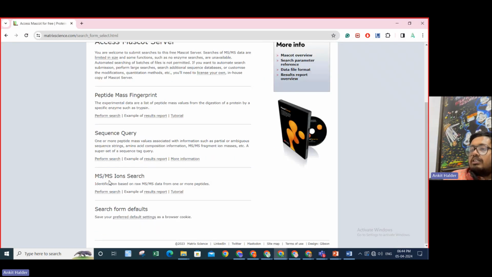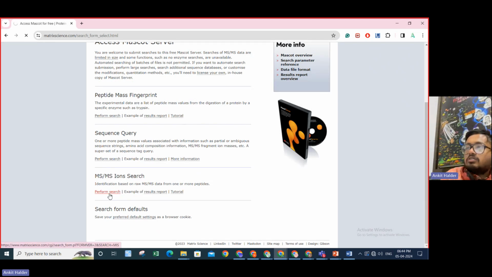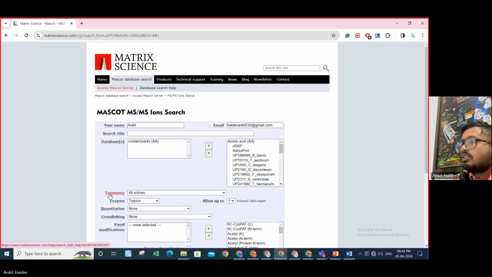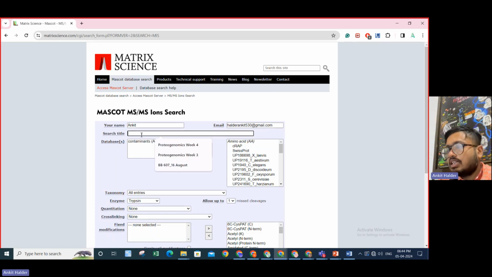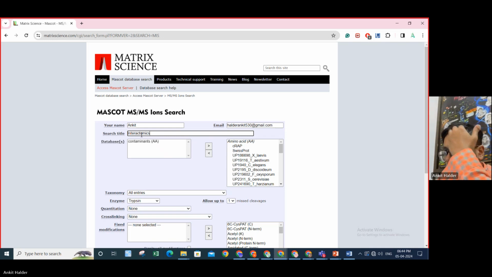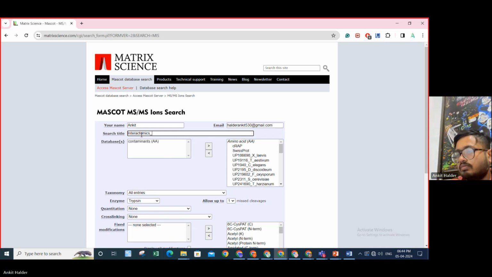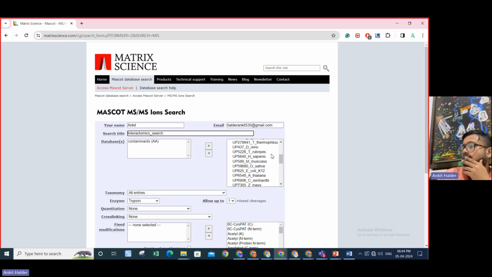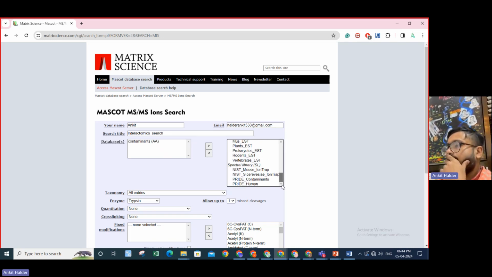So what we are doing is that we will go with the MS/MS ion search, because we are doing tandem mass spectrometry, right? So perform, okay. Such a title I am giving, Interactomics. Right? So now here you can see that there are different databases.